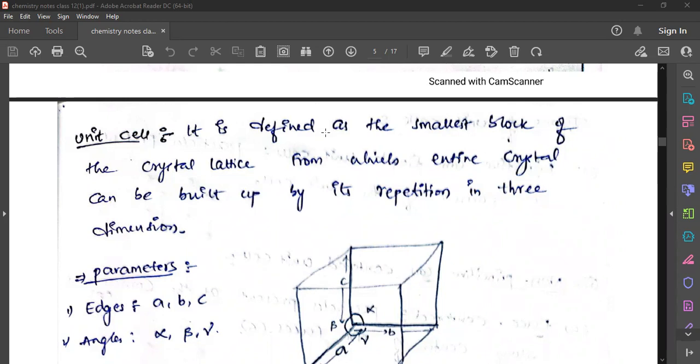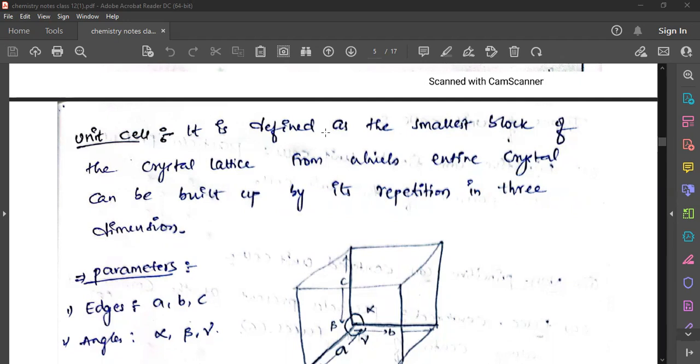Like that, if you want to study the complete solid, we don't want to study all the properties of the solid individually. Just take one unit cell of that solid and study its properties, because the unit cell is defined as the smallest block of the crystal lattice from which the entire crystal can be built up by its repetition in three dimensions. If you repeat the same unit cell in a three-dimensional way, it will again form the space lattice. That is the meaning.